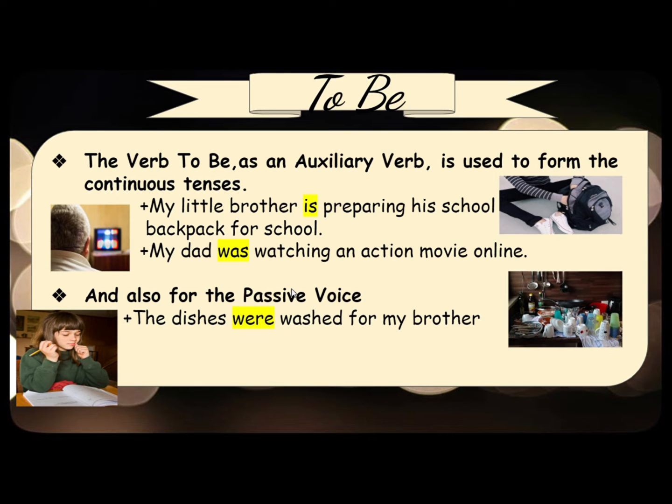We also use the verb to be as an auxiliary for the passive voice. For example, the dishes were washed by my brother. My homework was done by me.